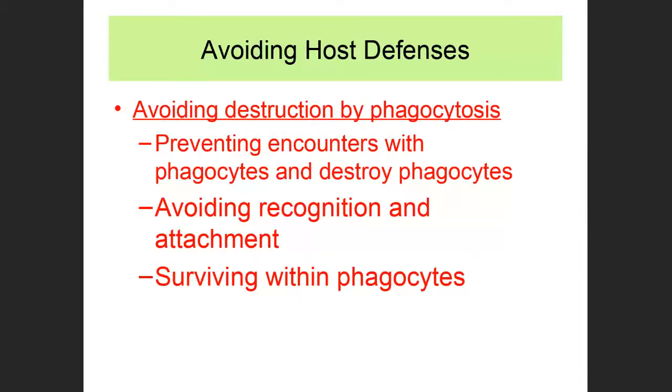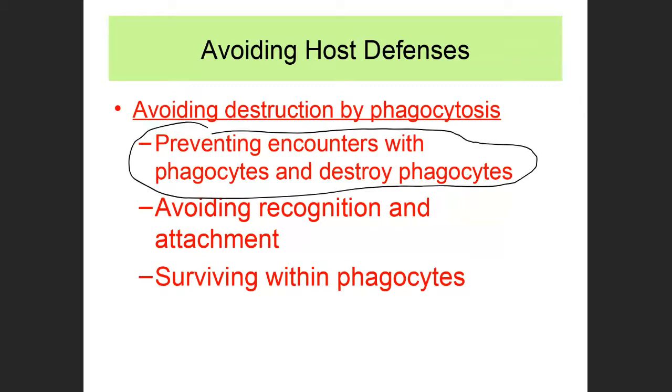Okay, the next strategy would be to avoid phagocytosis. So again, one of the dangers, once the organism has crossed past the epithelial barriers and it's into the connective tissue, is that connective tissue is filled with immune system cells, like phagocytic cells. So the organism may have strategies to prevent the encounter with phagocytes. Okay, let's go back to chapter 14.